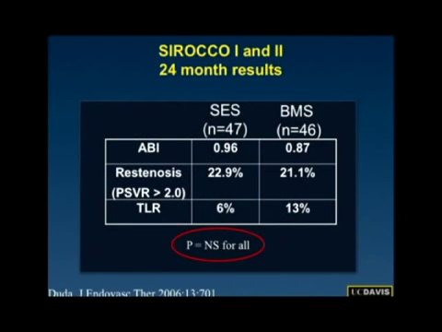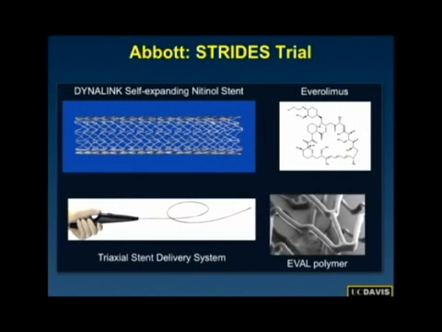And if you pooled the data from SIROCCO 1 and 2 using the longer eluting formula, it was negative. There was no sustained reduction or change in clinical events at 24 months. So after that effort, perhaps disappointing to many, that sort of investigation by Johnson & Johnson Cordis was discontinued. And the story was left unpursued until the more recent attempt by Abbott in their STRIDES trial.